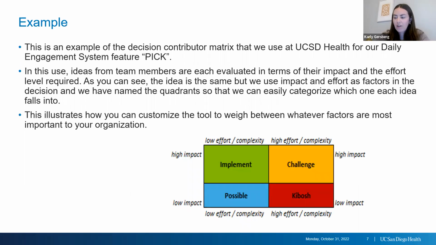So another example of a decision matrix is the decision contributor matrix that we use at UCSD Health for our daily engagement system feature, PIC. In this use, ideas from team members are evaluated in terms of their impact and the effort level required. So as you can see, the idea is the same, but we use impact and effort as factors in the decision, and we have named the quadrants so that we can easily categorize which one each idea falls into. This illustrates how you can customize the tool to weigh between whatever factors are most important to your organization.